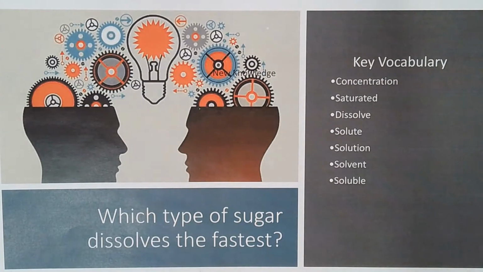So our lesson is which type of sugar dissolves the fastest. So we'll be looking at a range of sugars. I'll be modelling the experiment with you, and we will be encountering lots of different vocabulary, some that we've met before, some that we haven't, and we'll be revising that as we go.